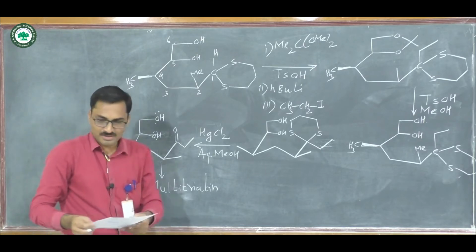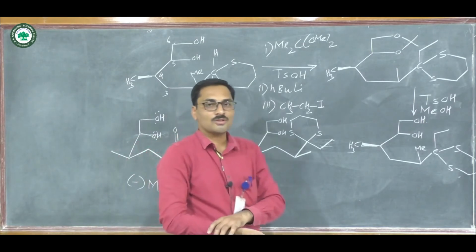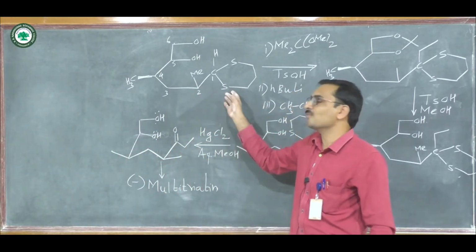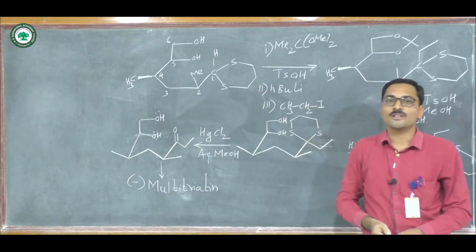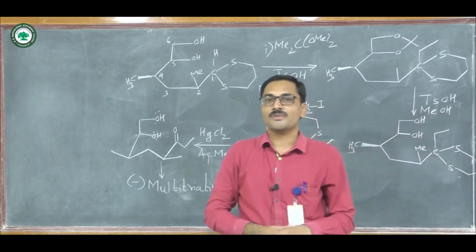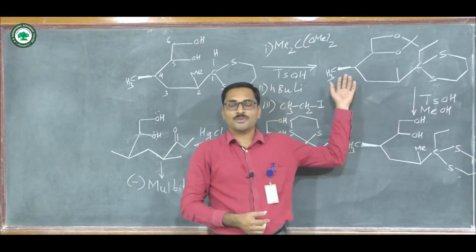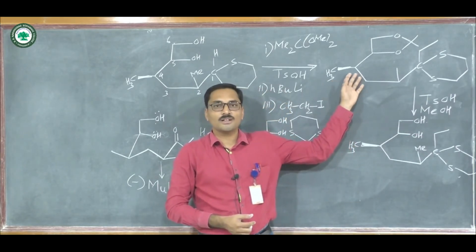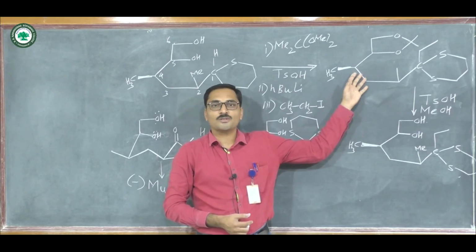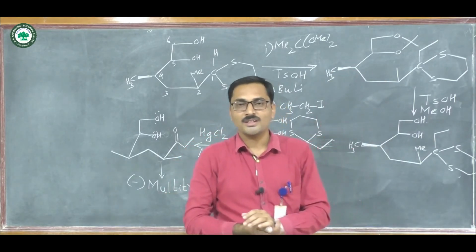So this is the synthesis of the multistriatin molecule using the D-glucose molecule. The synthesis is somewhat lengthy. It involves a number of synthetic steps and each and every step is very crucial. It is selective conversion. So in this particular synthesis we have learned different types of protecting groups. So with this I stop my lecture here.